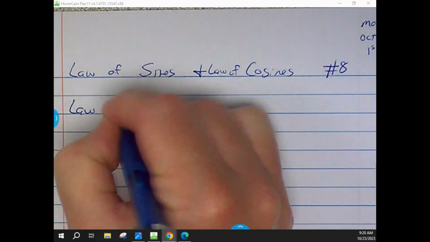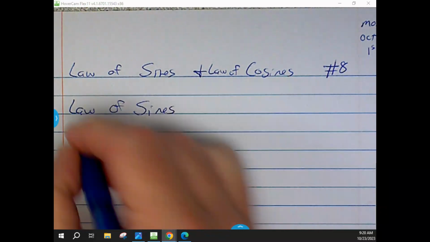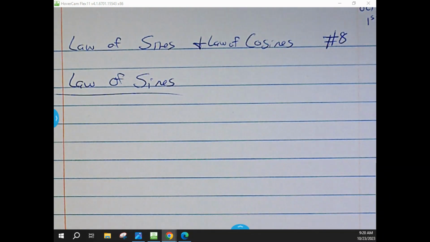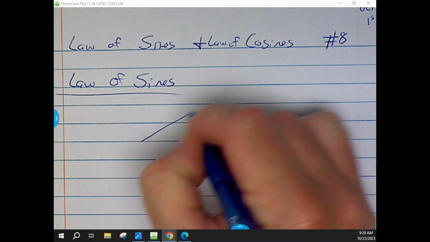Okay, so the two we're looking at, we're going to look at law of sines first. And again, this is not so much unit circle. We've got one more thing with the unit circle we'll do tomorrow. This is more going back to triangles for this part of it. And basically something like this.